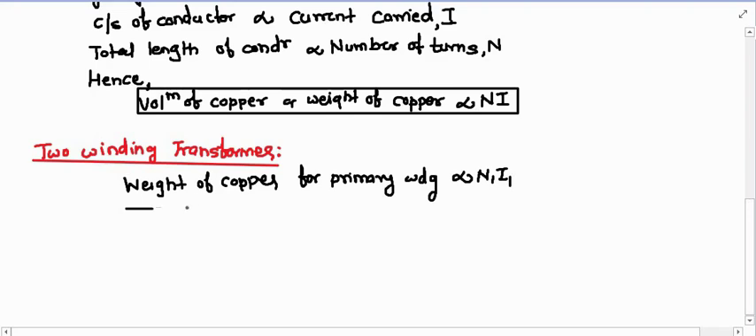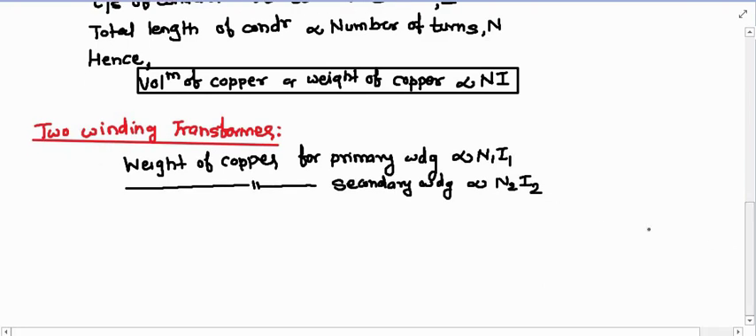Similarly, I can write down the weight of copper for the secondary winding is proportional to N2 into I2, where N2 is the number of turns of the secondary winding and I2 is the full load rated current of your secondary winding.